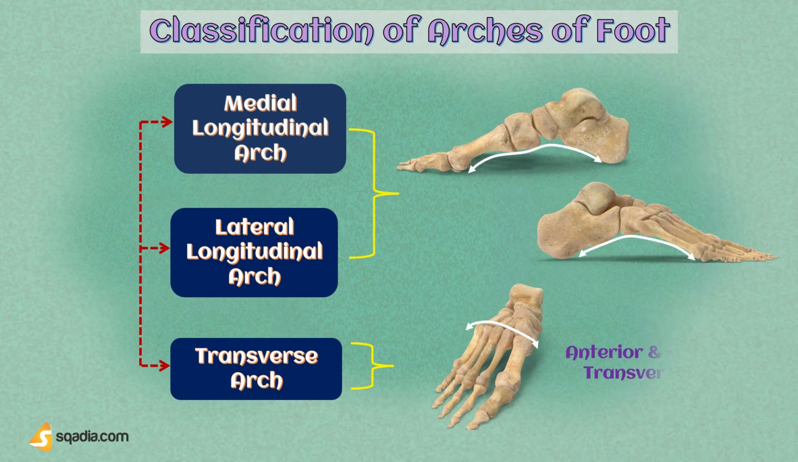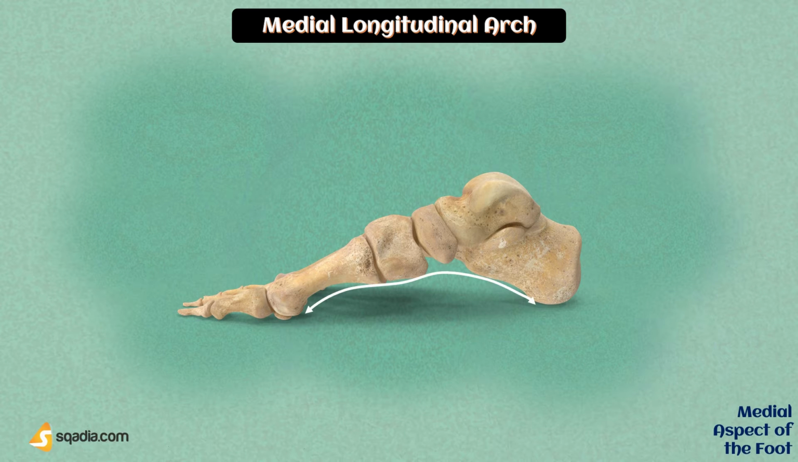The anterior transverse arch and the posterior transverse arch are the 2 transverse arches of the foot. Let's look at these arches closely one by one, starting with the medial longitudinal arch. As the name suggests, this arch is seen on the medial aspect of the foot. It is considered as a big arc of a small circle with more bones and more joints. This arch is considerably higher, more mobile, and more resilient than the lateral.